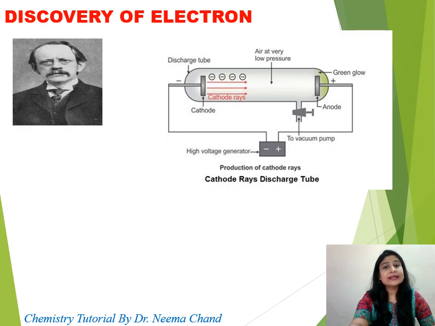Thomson prepared a discharge tube that was partially evacuated. That means a condition of vacuum was created inside the tube. Then he placed two oppositely charged electric plates on either side of the discharge tube, as you can see in the figure, and he used a perforated cathode. He named the end that was positive as anode and the electric plate that was negatively charged as cathode.